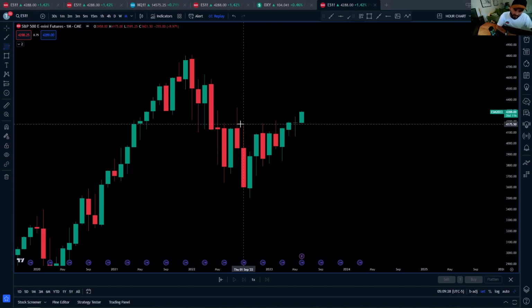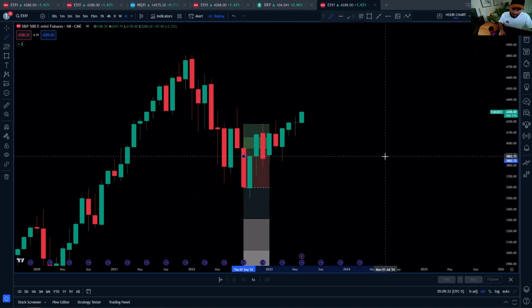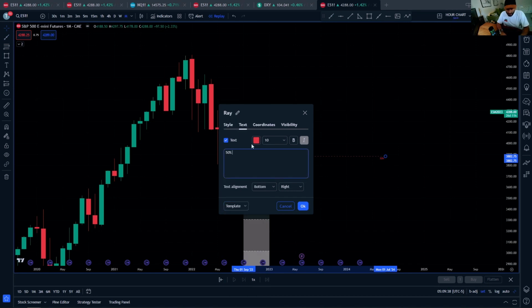Now, what do we have here on the monthly? Well, we have an order block. What I'd like to do is mark out 50% of the monthly order block. Why? Because the CE of a monthly order block, or any order block for that matter, is a level where you would want to see price respect if you were looking for price to continue higher. If it starts dipping below 50%, this is when price starts to show weakness.